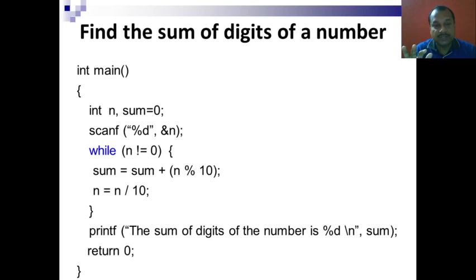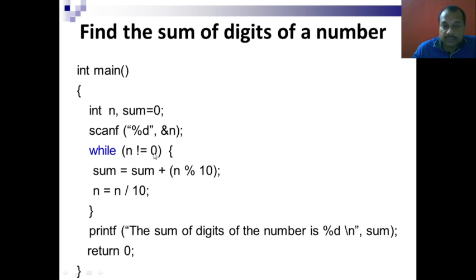Now you see that in this line 1234 has converted to 4 because of this n percent 10. It has converted to 4, and that 4 is added here, and in the next line 1234 because of this division has converted to 123, and that 123 is now reassigned to n. Okay, then from here it will jump here.